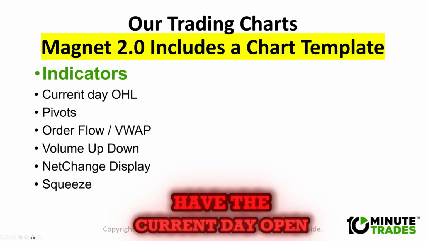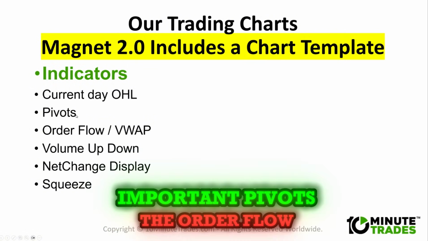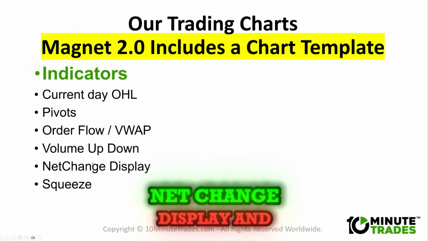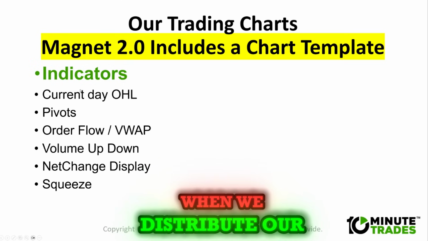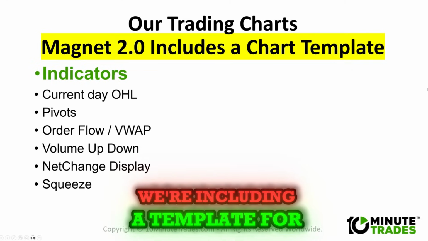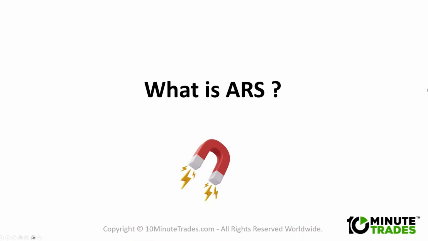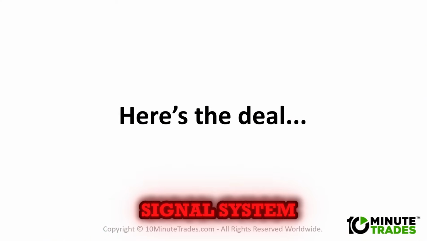On our chart, we have the current day, open, high, low, pivots, important pivots, the order flow VWAP, volume up and down, net change display, and the squeeze. When we distribute our new Magnet 2.0, we're including a template for the magnet that gives you our chart setup. ARS, remember, it's an automated trade signal system.